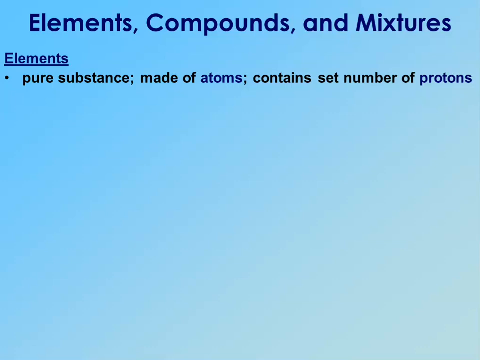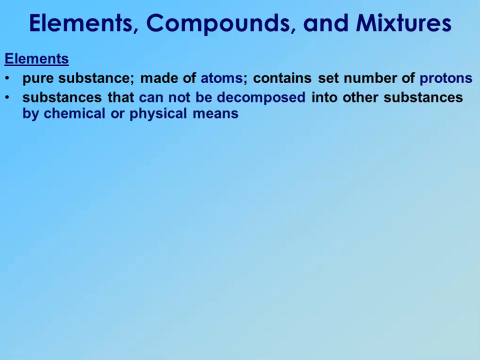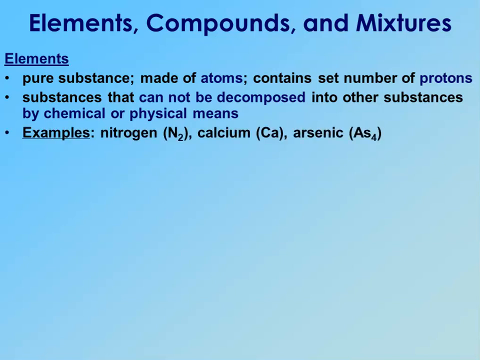The atoms will have the same number of protons. They don't necessarily have to have the same number of neutrons. They cannot be broken down any further by either physical or chemical means into something simpler. So examples would be nitrogen, calcium, arsenic, any of the elements on your periodic table.